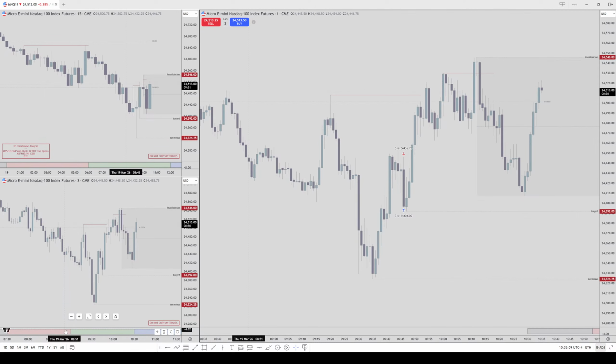Right now it seems like price is unwilling to trade lower. Over here we have an inversion fair value gap, so if we are able to close above it, then I think invalidation will be the next objective. But let's see what it wants to present right here.